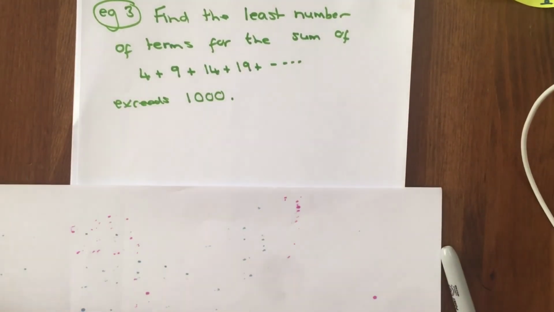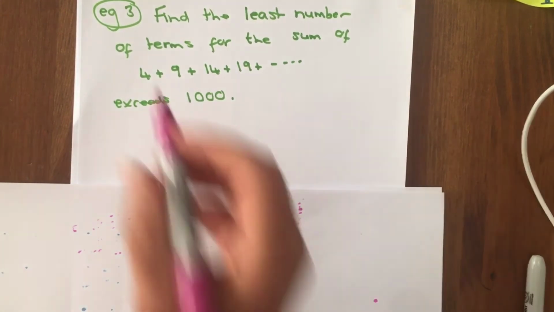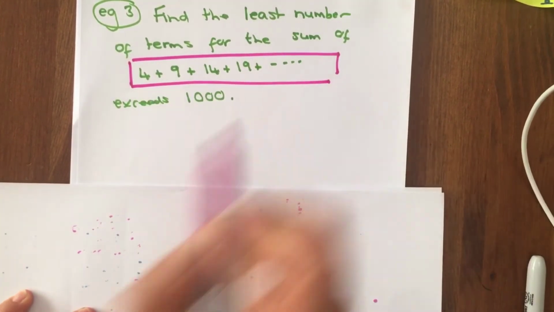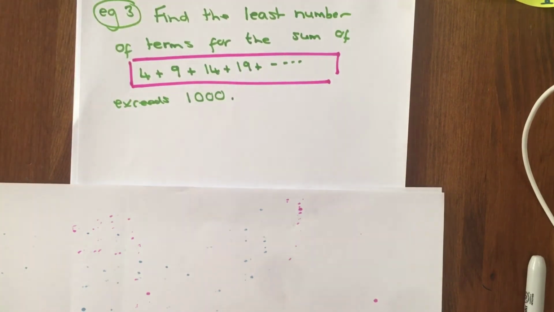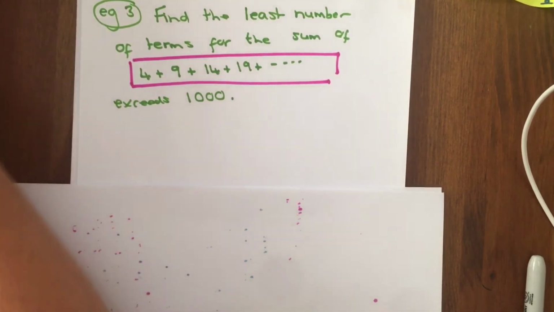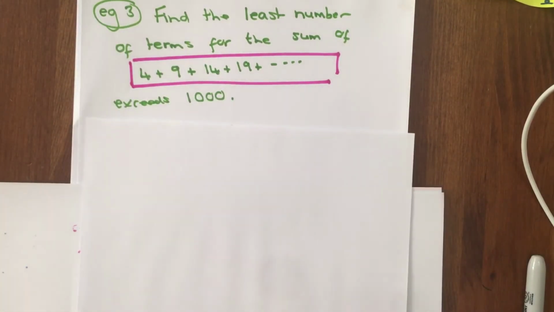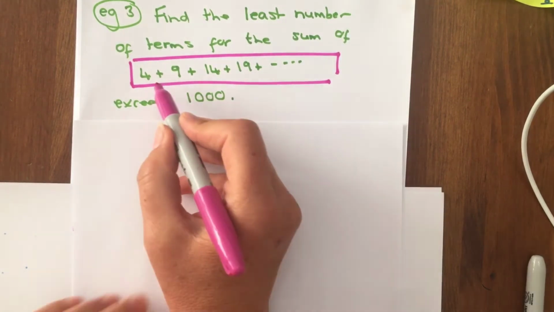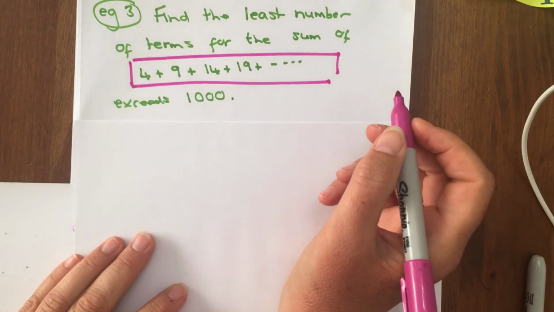Find the least number of terms for the sum of this sequence to exceed 1,000. Now, have a go, see if you can do that yourself, and let's see how you got on. Find the least number of terms for the sum of this to exceed 1,000.